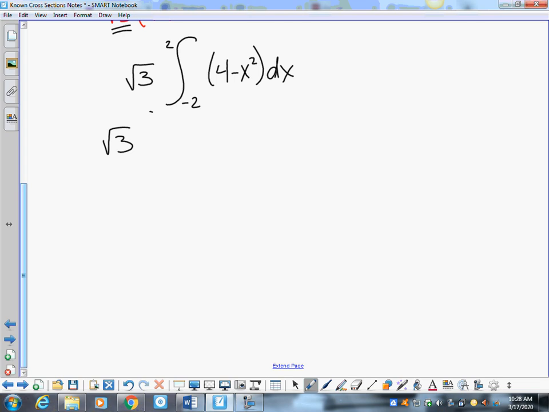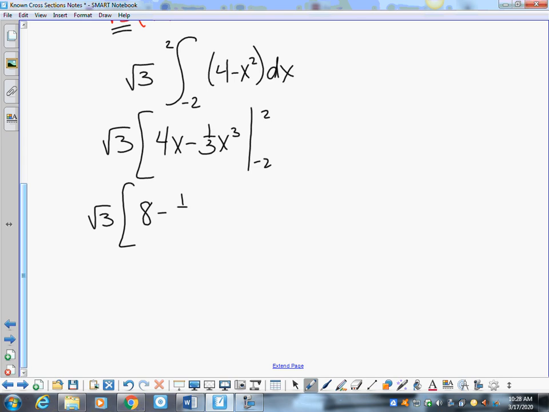So I'm root 3 times 4x minus 1/3 x cubed. Okay, so root 3, 8. Let's see if I can not mess this one up. Okay, so there's the 2. Now let's go negative 2.